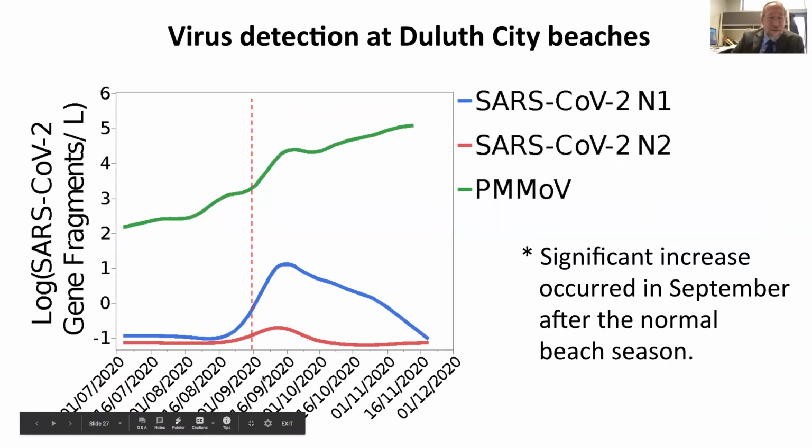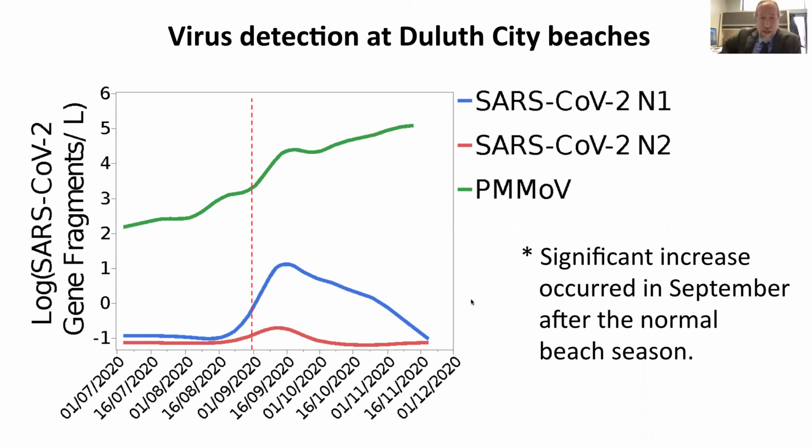I don't want to interrupt voting. Okay, so this is the results of the measurements that I found. On the y-axis is the log of SARS-CoV-2 genome fragments per liter that I was detecting. And then the sampling dates are on the bottom. I have a little bit of British background, so it's day, month, year.